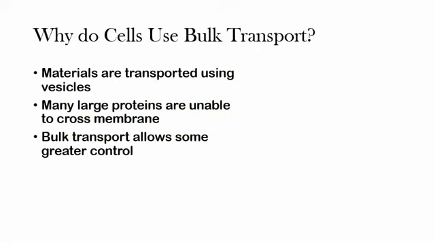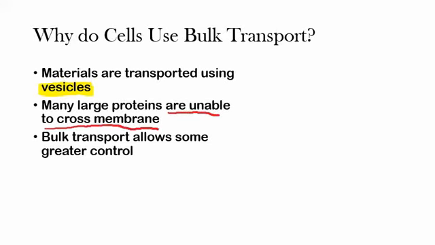Now, first off, why would cells use bulk transport as opposed to another form of transport? Essentially what happens in bulk transport is that materials are transported using vesicles. Now, if you remember, vesicles are these bubble-like sacs of membrane that are inside the cell. And the interesting thing is that they're completely separate from the rest of the cell. So sometimes that's the reason that cells would use it, if they're going to take in some sort of substance, but they don't want it to just scatter throughout the cell. In addition, a lot of large proteins and other materials are completely unable to cross the membrane.